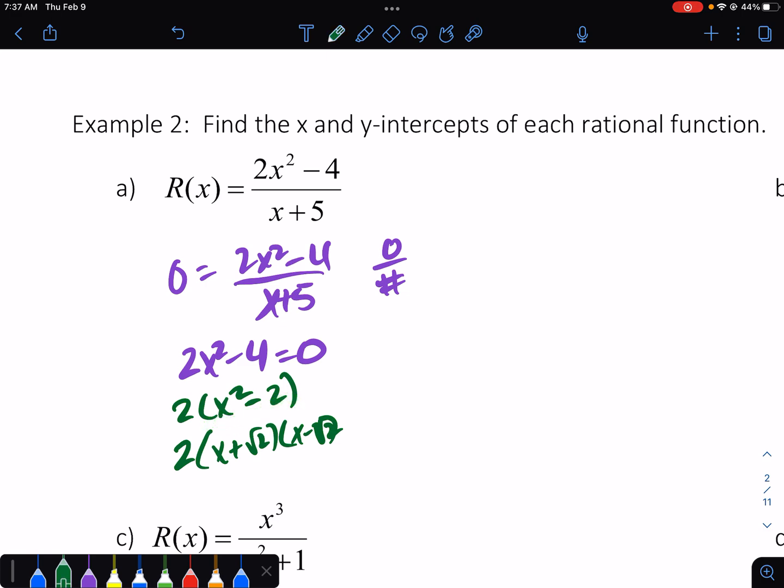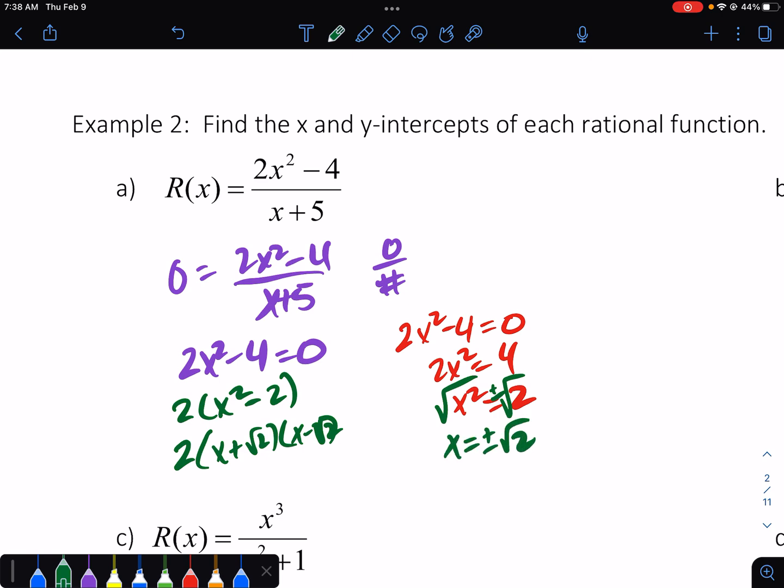If we solve with the square root property, either from here or from here, that's when we get the x squared by itself. So if I move the 4 to the other side, I get 2x squared equals 4. I divide by 2, so x squared equals 2. Well, then I want to get rid of the squared, so I take the square root. When we take the square root, you have to do plus or minus, so you get x equals plus or minus root 2. If we do it on this one, we end up moving the 2 to the other side, and you get the same thing. So our x-intercepts here are plus or minus root 2.